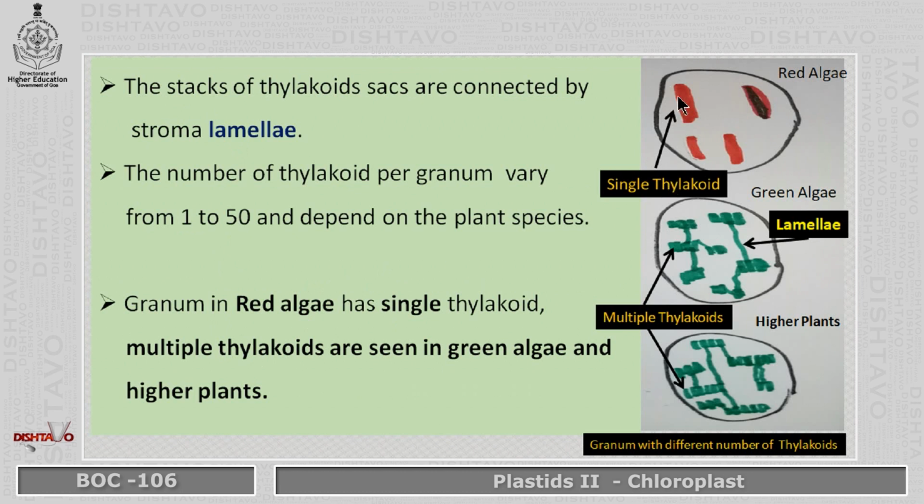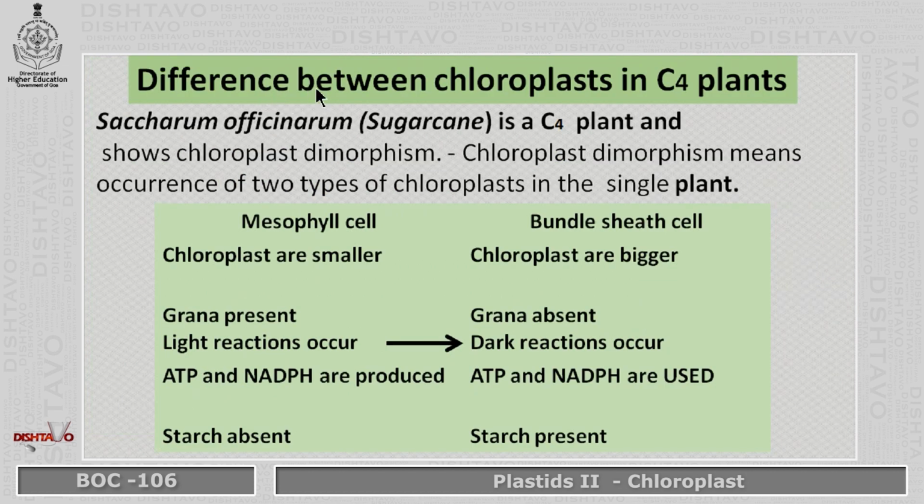Now I said that thylakoids may be single, double, or multiple. If you take red algae, you will see thylakoids which are single in the chloroplast. Here they may be multiple, like for example the green algae or the higher plants, which have multiple thylakoids that form the granum. We also see a difference between the chloroplasts in C4 plants.